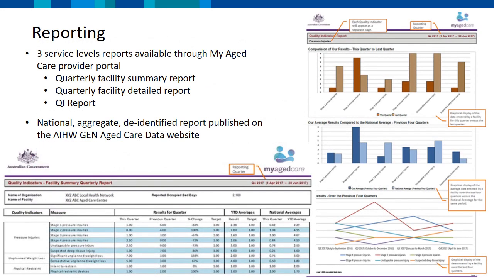Three service level reports will be available via the provider portal. These will become available 7 days after the data submission due date for the quarter. The reports include a Quarterly Facility Summary Report, Quarterly Facility Detailed Report, and QI Report graphical displays. Any staff member or team lead can run these reports once their My Aged Care Outlet Administrator has enabled their QI role. These reports will provide a summary of your data and allow you to track progress over time.